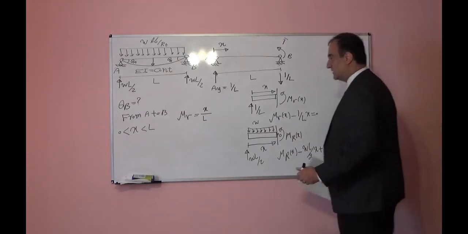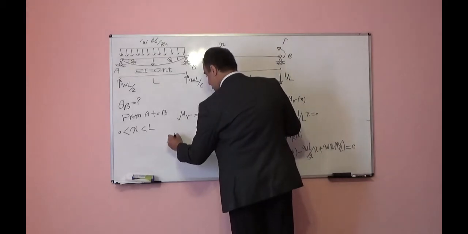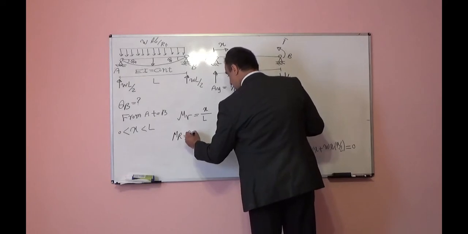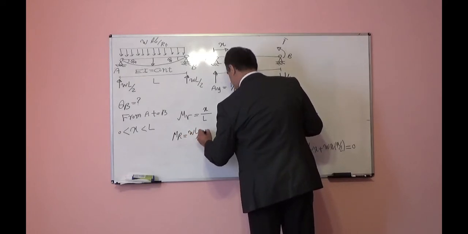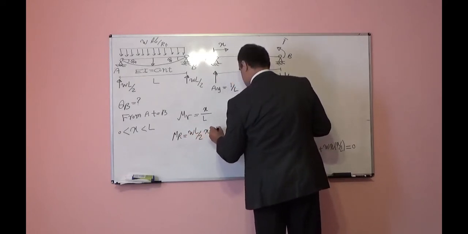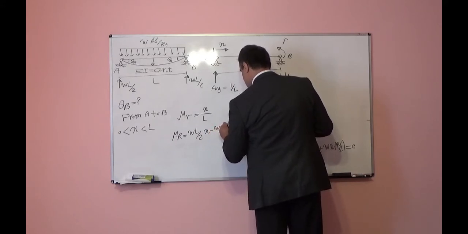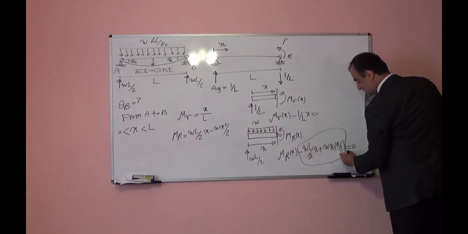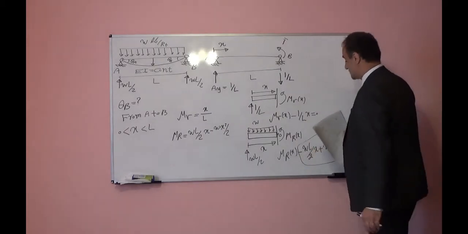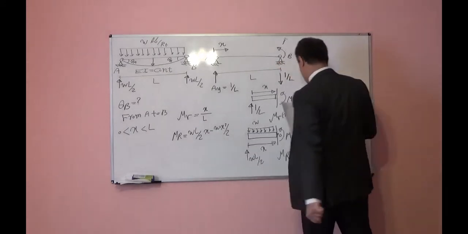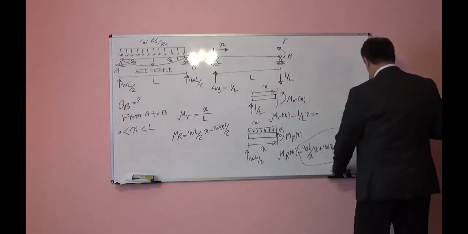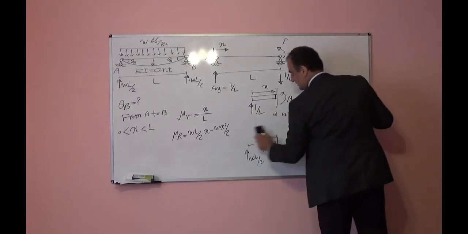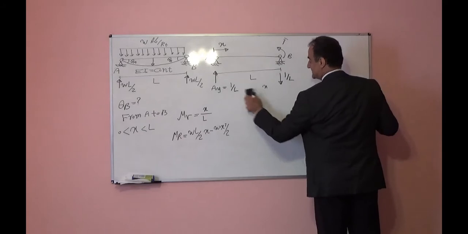From here we can find M real is equal to WL over 2 times X minus W X squared over 2. I took these terms to the other side, so this negative will be positive, positive will be negative. Now let's plug all these into the formula, the formula I proved last session.